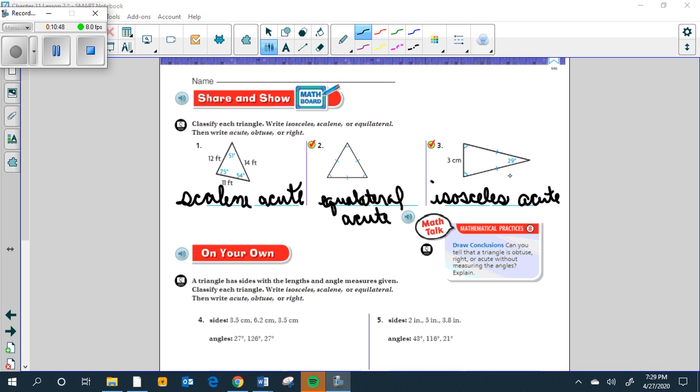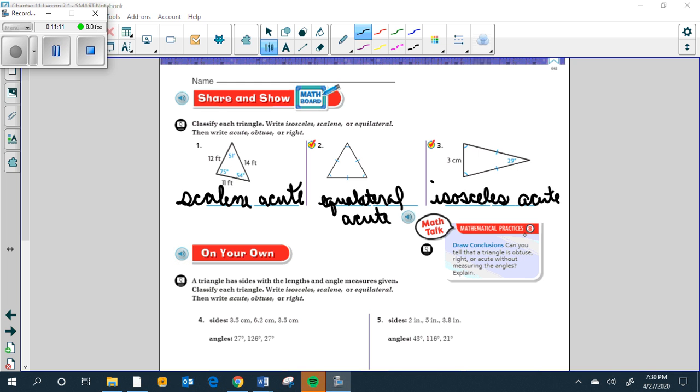And finally, on number 3, isosceles means that it has 2 sides that are the same. Here we have 2 sides that are the same. These 2 angles are the same, but this one is not. It's less than that. They're all less than 90 degrees, so this would be an isosceles, and it is acute.